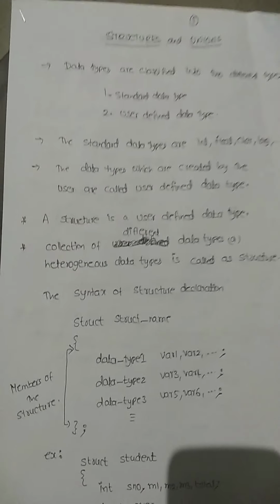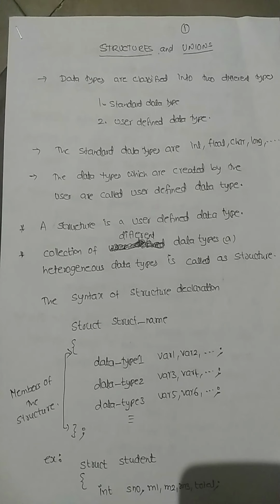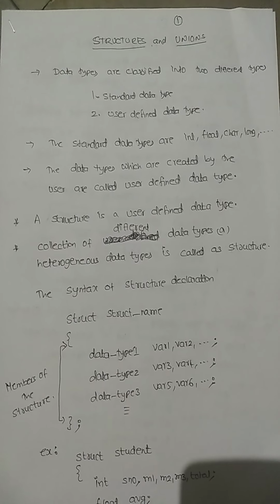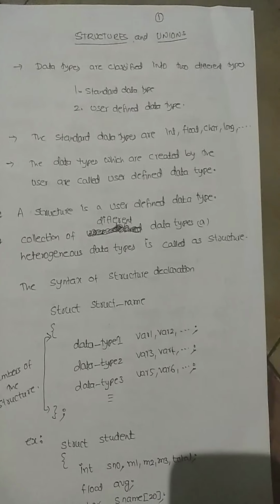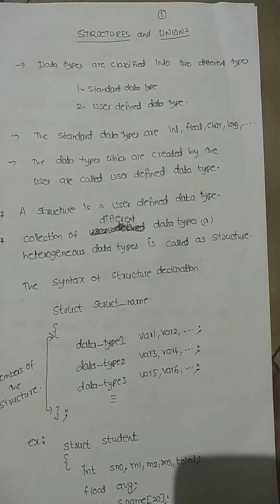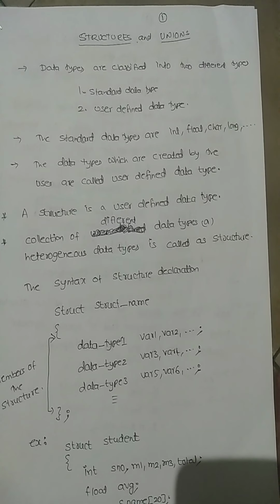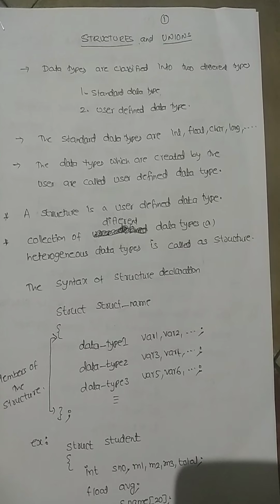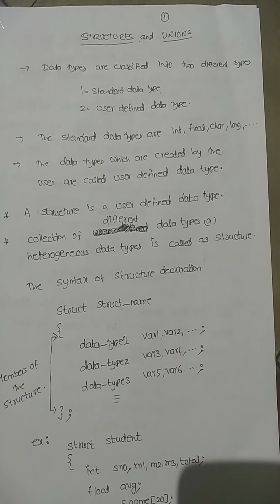Dear students, in this session we will discuss the concept called structures and unions. So before starting that, data types are classified into two types: user defined data types and standard data types. Standard data types we already know, like int, float, character, long. These are called standard data types, having predefined meaning to the compiler.